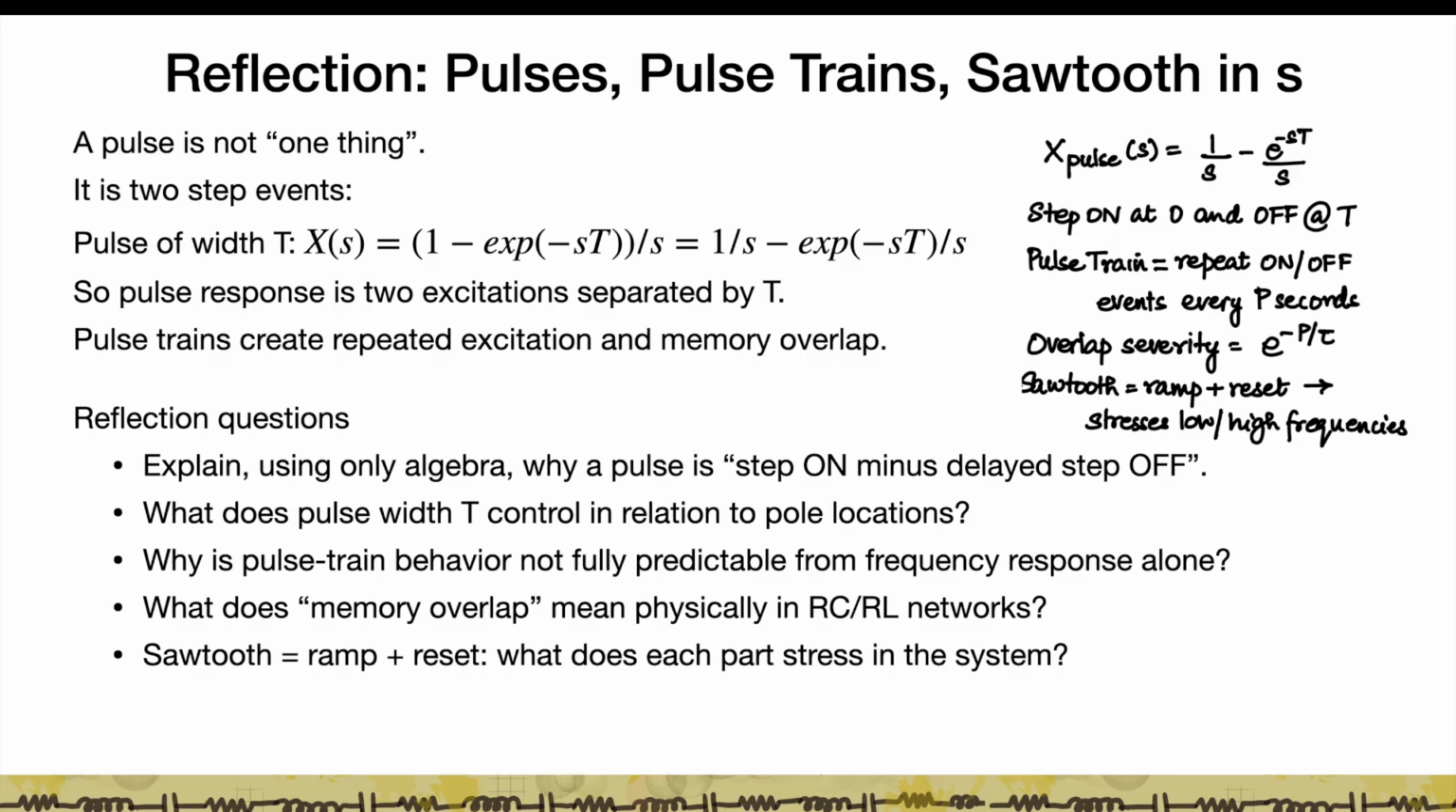Now this reflection slide is the central summary and is worth saying slowly. A pulse is not one thing. It is two step events separated by time T. X of s is (1 minus e to the power minus sT) by s. So a pulse response is literally two excitations separated by T. Pulse trains repeat those excitations and create overlap when decay is slow.